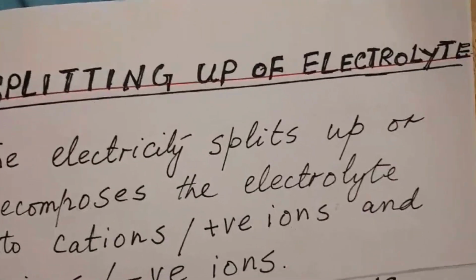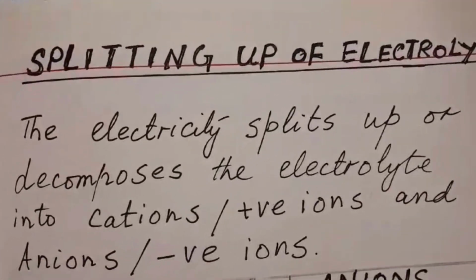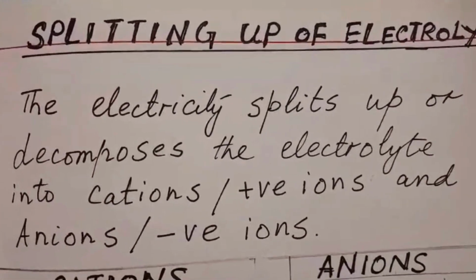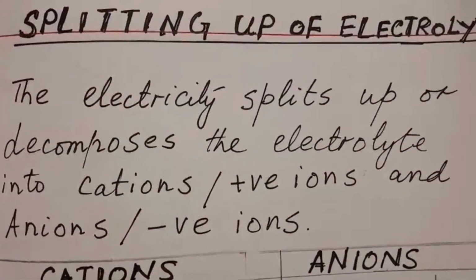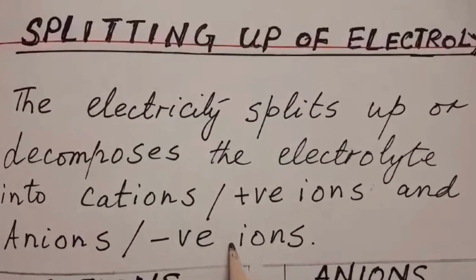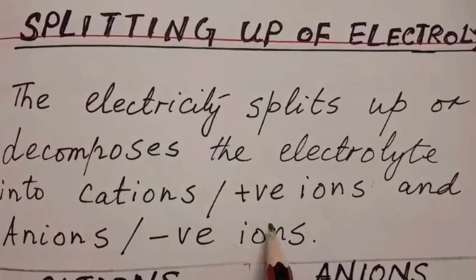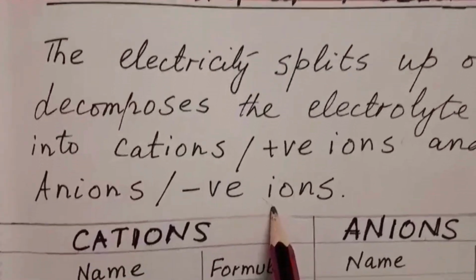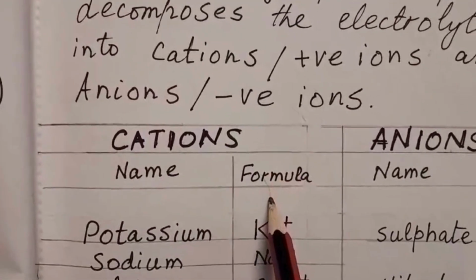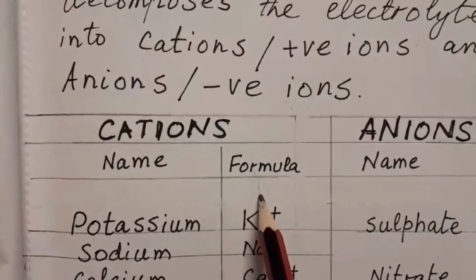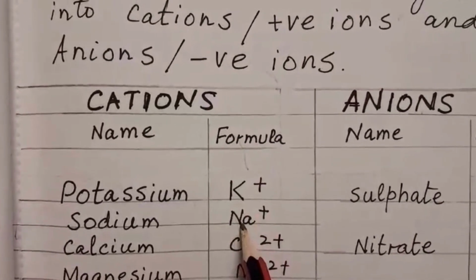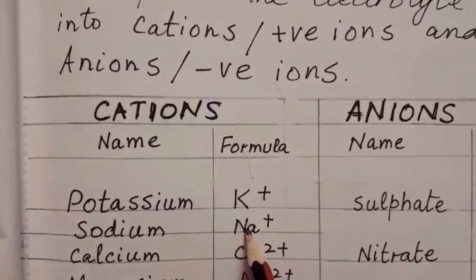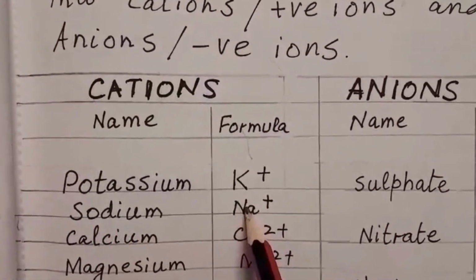Whenever electricity passes through the electrolyte, it splits up, or decomposes, into ions. The ions are of two types: the cations, which are the positive ions, and the anions, which are the negative ions. Cations are attracted towards the cathode, which is the negative terminal of the battery.